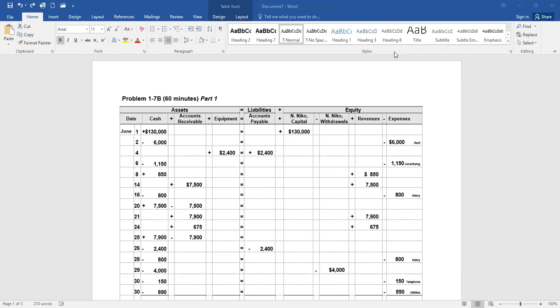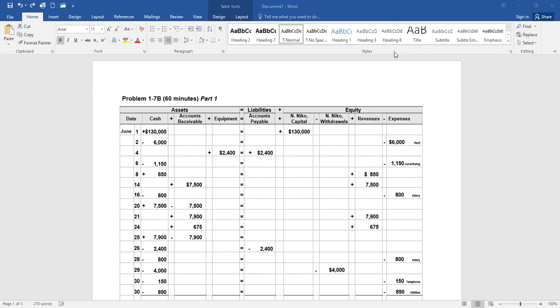June 4th, the company purchased $2,400 of equipment on credit, or what we say is on account. So they purchased equipment, so they own more equipment, so we increase the asset equipment $2,400. But they purchased it on account. They have not paid for it yet. So they owe that money. So they're going to increase the accounts payable column $2,400 because they owe more, a liability. And our equation is still in balance.